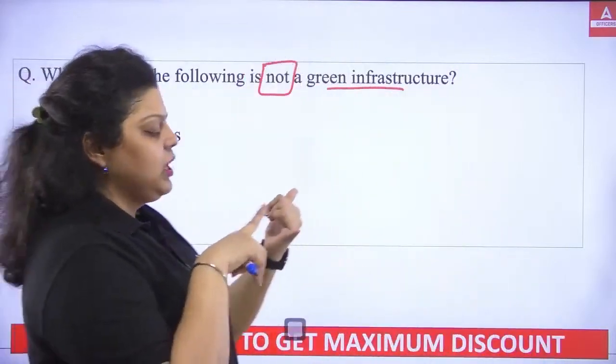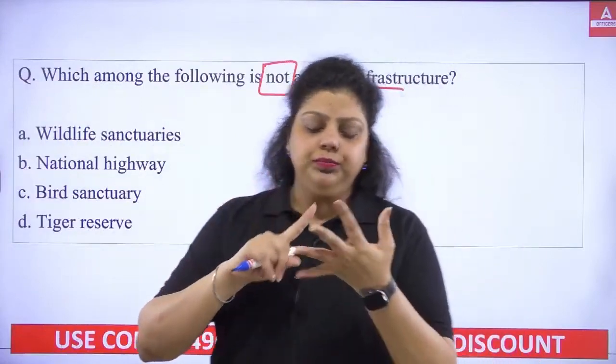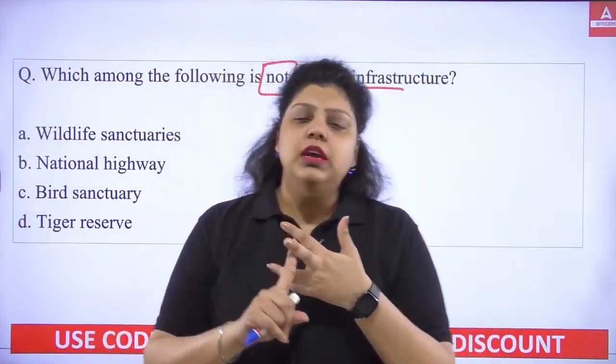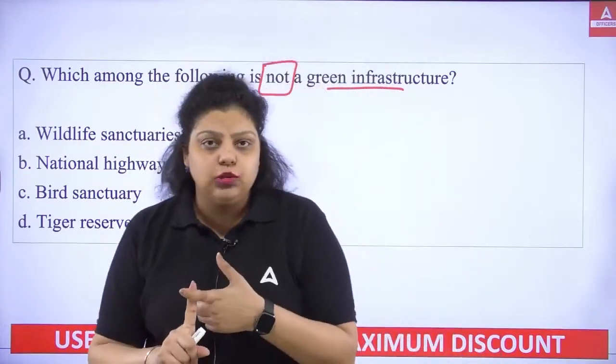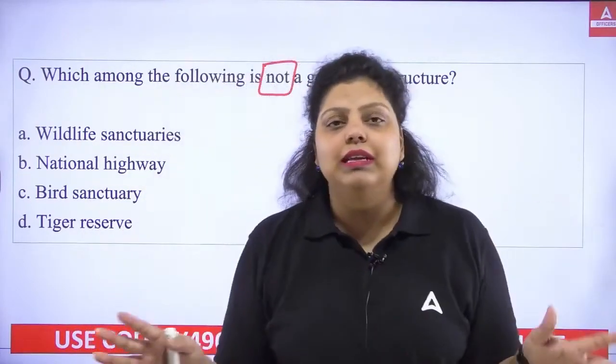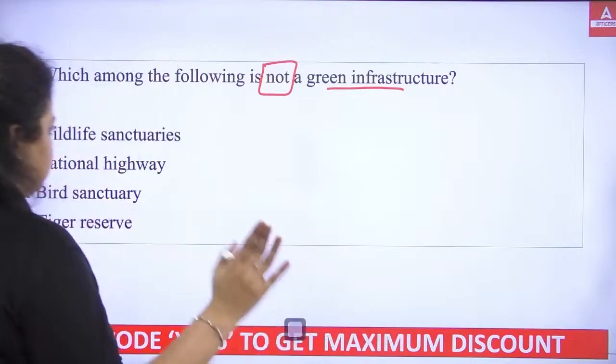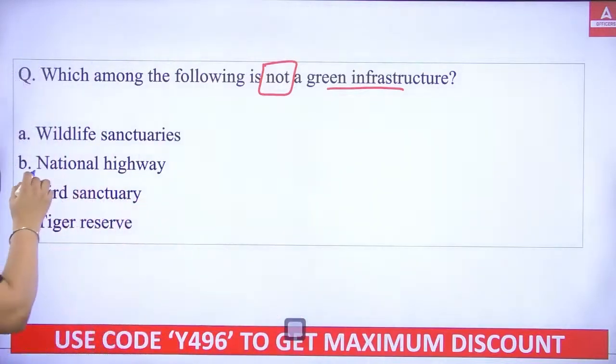It will cover your national parks, your wildlife sanctuaries, your biodiversities, and apart from that your bird sanctuaries, everything is a part of your green infrastructure. That's natural infrastructure. But not the highway.